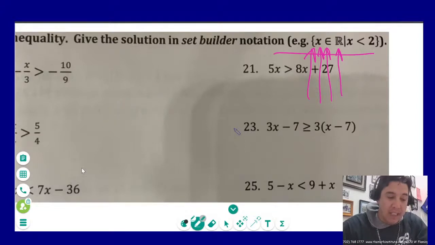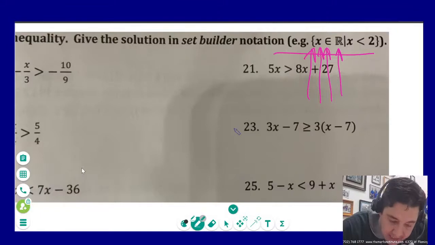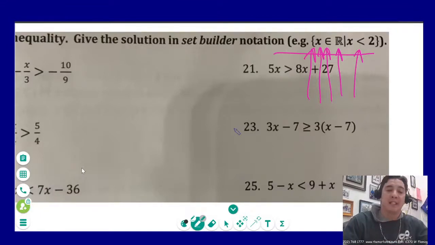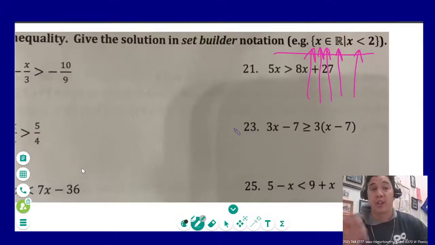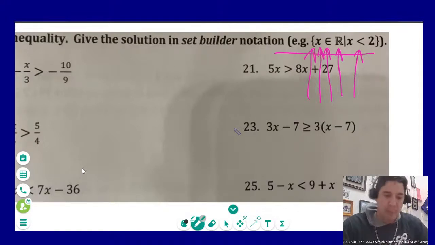So that's why they say real numbers, because it could be any of the fractions, decimals, even the irrational numbers such as the square root of 2. If they're saying x is less than 2, it doesn't matter if it's rational, irrational, whatever. The square root of 2, 1/2, 1, -3, all those real numbers work.